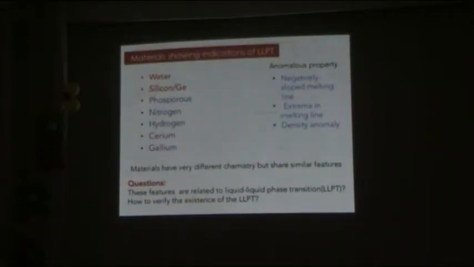So why are we interested in this liquid-liquid phase transition? If you look at the literature, you will find that there are a large number of materials that have a really interesting property. They share many different anomalies. For instance, if you look at the melting line, they have this negative slope melting curve, and also extremes in the melting lines. Some of them also have this density anomaly and many other kinds of anomalies.